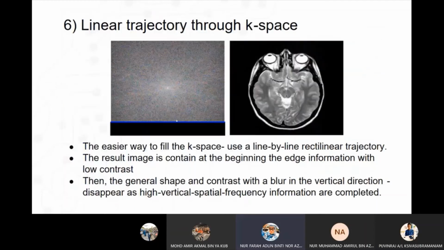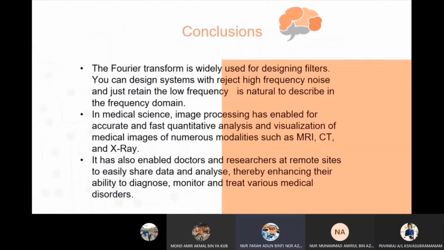Next, the last process is linear trajectory through K-space. This is an easier way to fill the K-space. Use a line-by-line linear trajectory. The resulting image initially contains the information with low contrast. Then the general shape and contrast appear, and the blur in the vertical direction disappears as the high vertical spatial frequency information is completed. Next, I will pass to Fatin to give the conclusion.